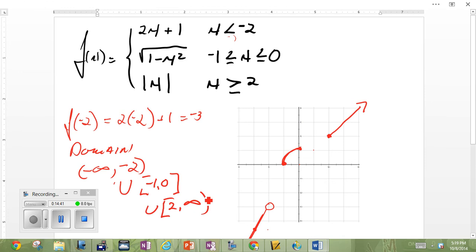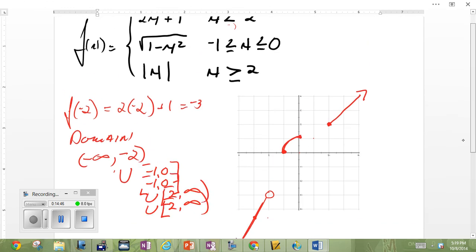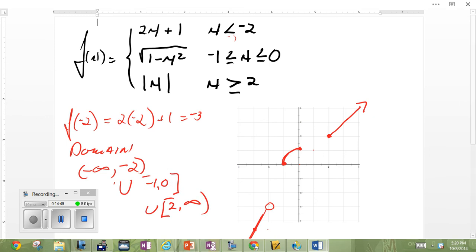Sorry for that interruption, but there is your graphs of piecewise functions, okay? So hopefully that helps, and we'll do more of those tomorrow.